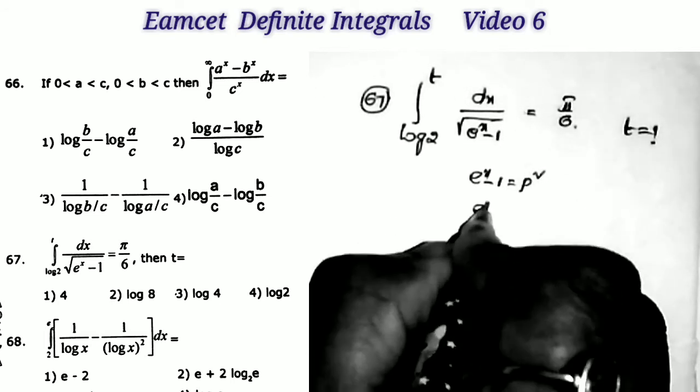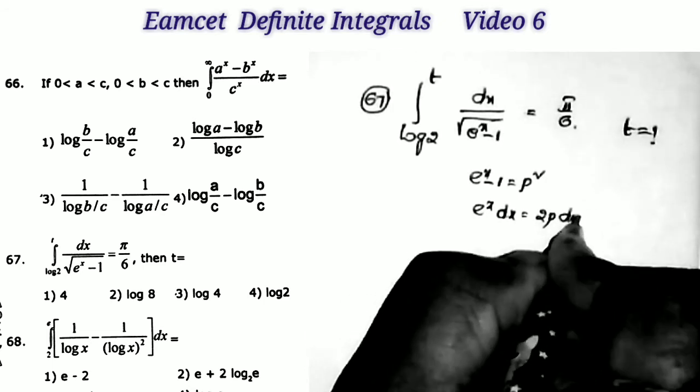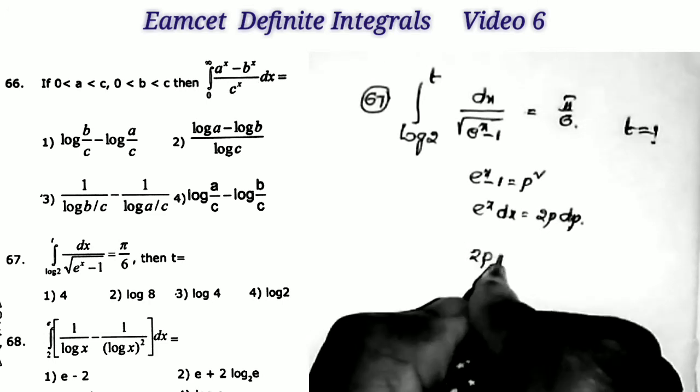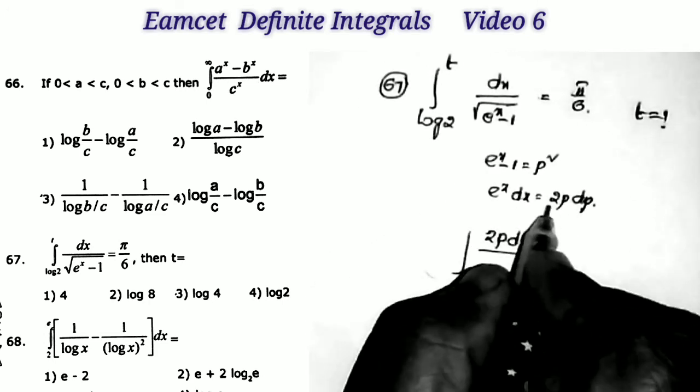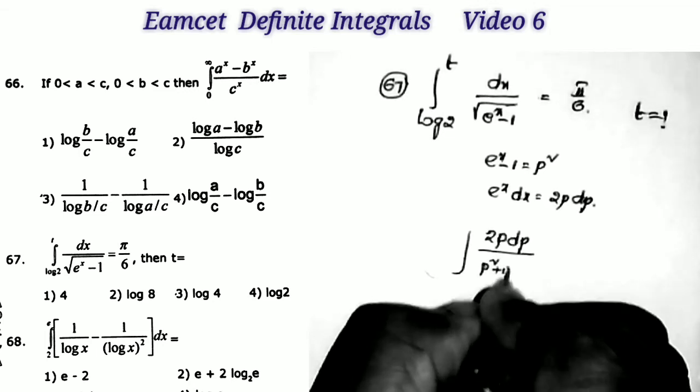Then what is the derivative? e power x into dx is equal to 2p into dp. Now replacing the values in the given integration, first this value becomes dx. dx is equal to 2p dp by e power x. What is e power x value? p square plus 1. Okay, understand.